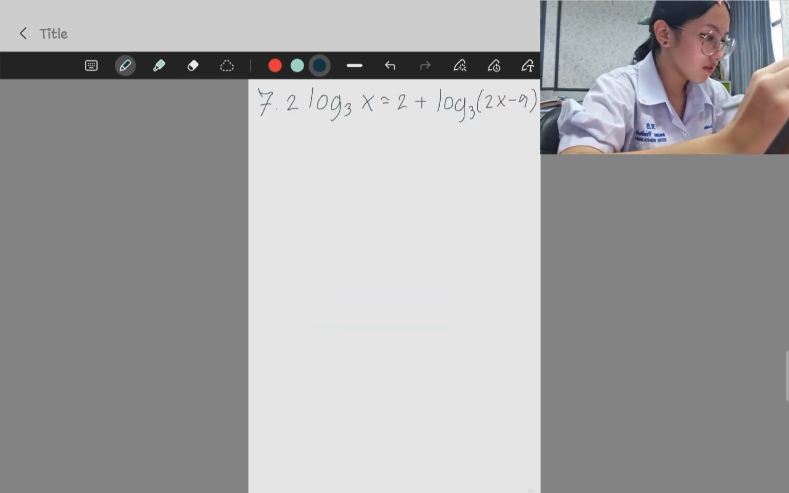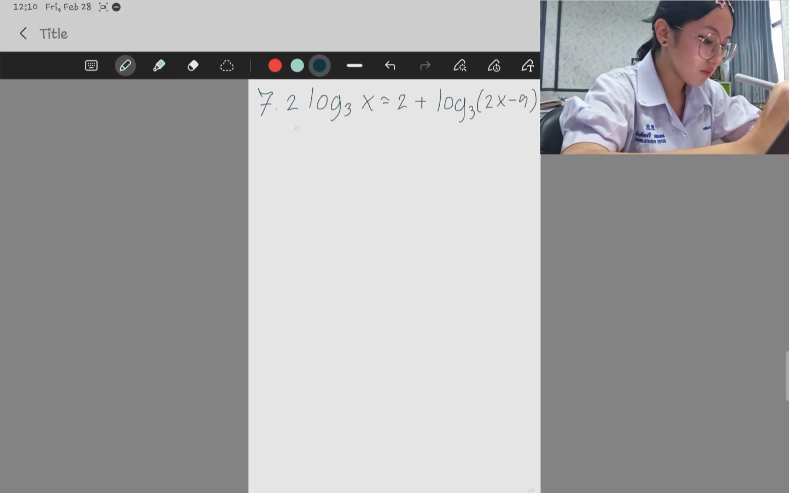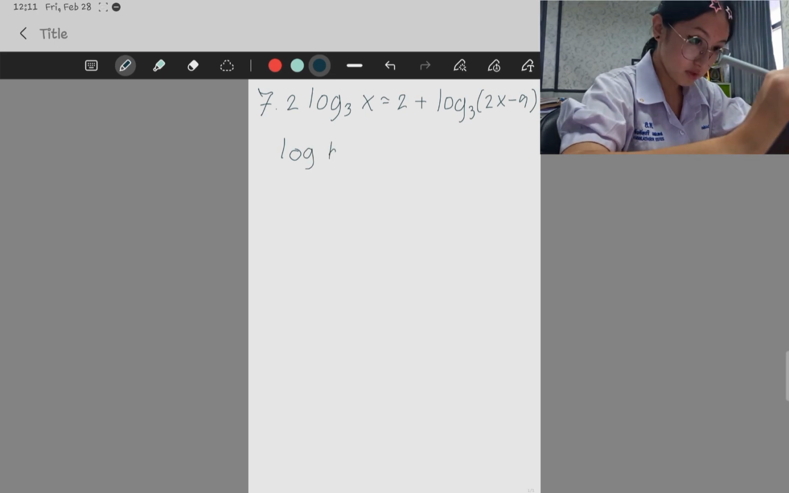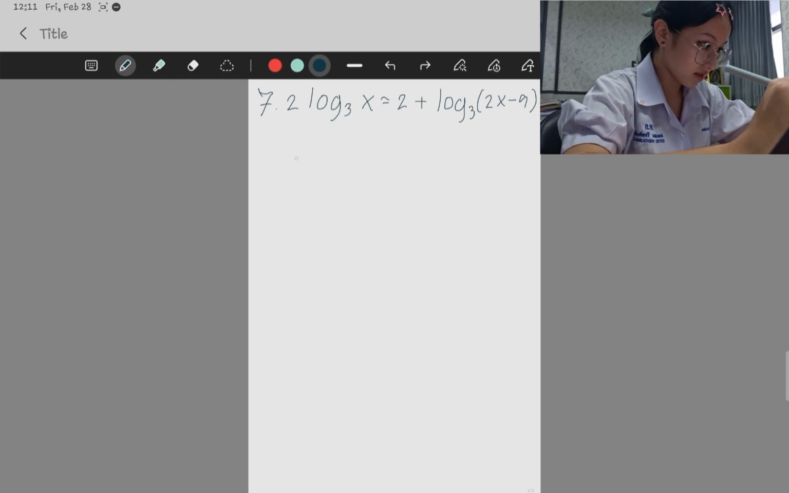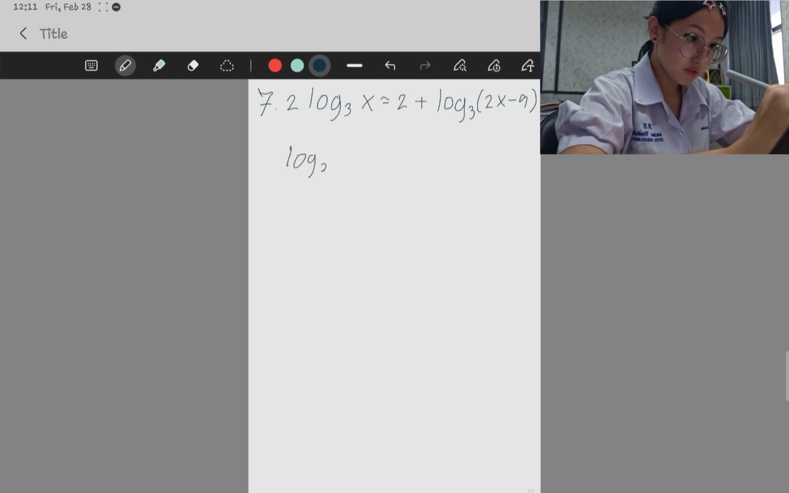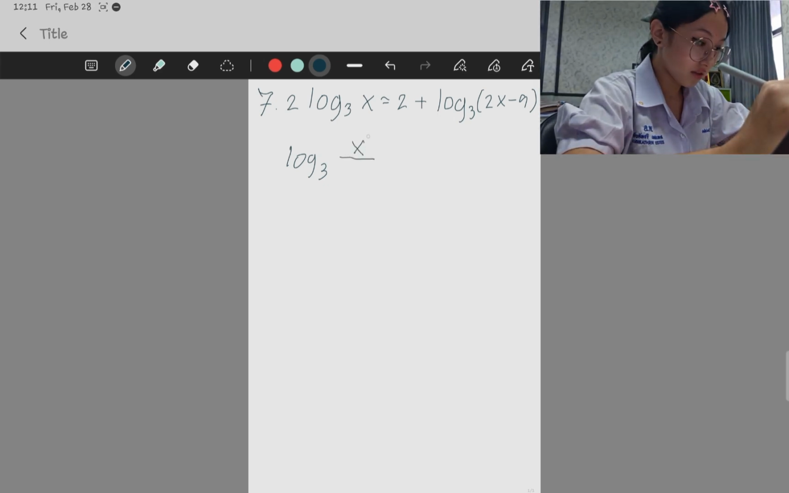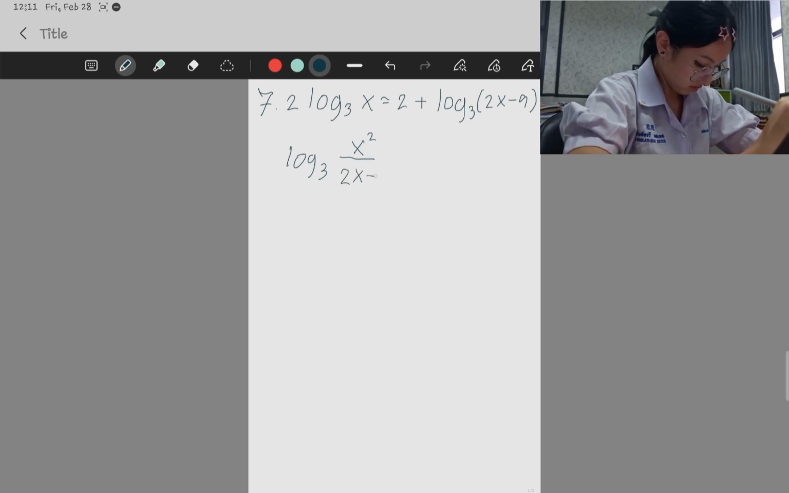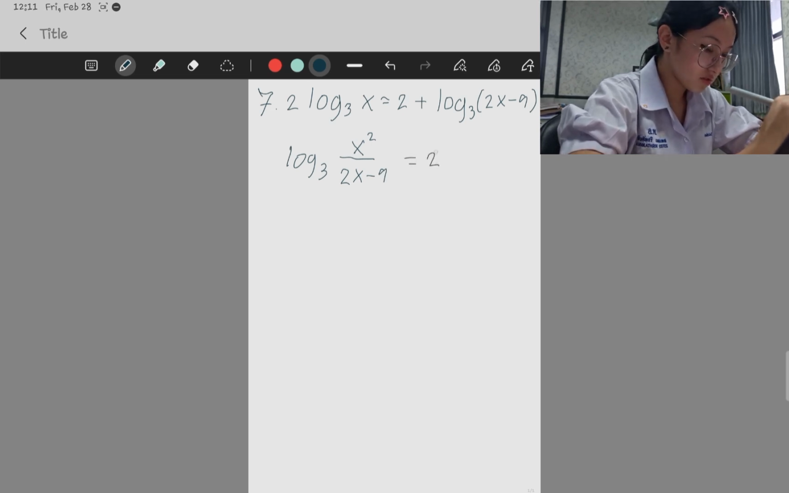Okay. Number 7. Log base 3 of open parenthesis x squared over 2, 2x minus 9 equals 2.